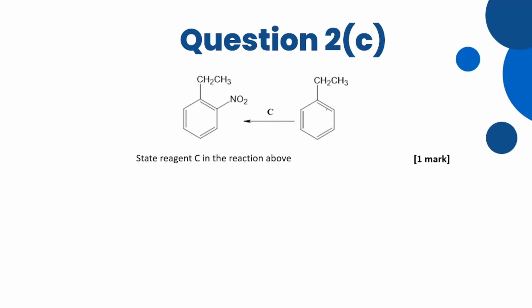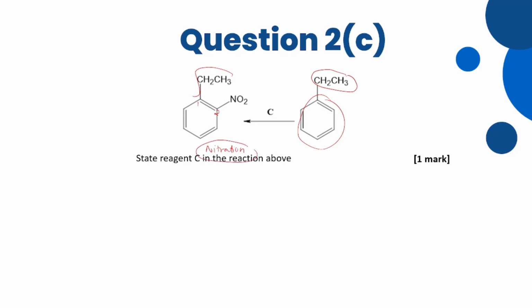And for the last question, which is question 2C, we need to state the reagent C in the reaction above. So here is the ethylbenzene. From the ethylbenzene, it's going to become nitroethylbenzene, which is number 2 and number 1. And then you can see here the nitro group will be attaching at the ortho position. Okay, and because of this reason, we can undergo the process of nitration.